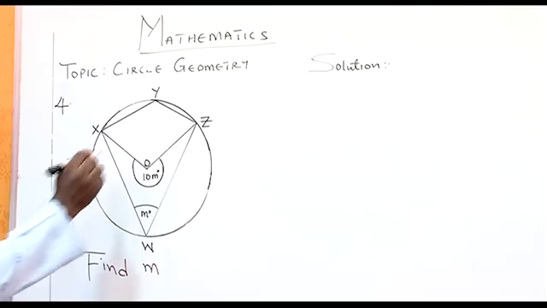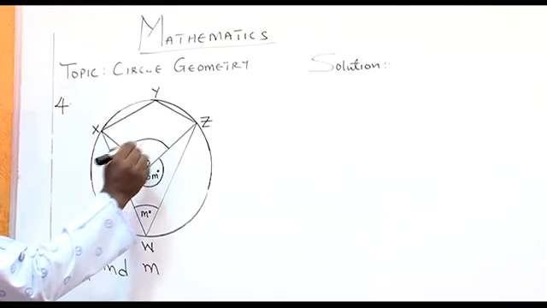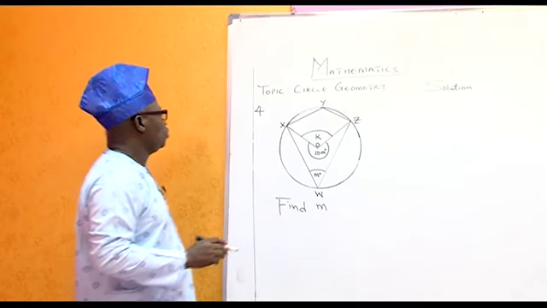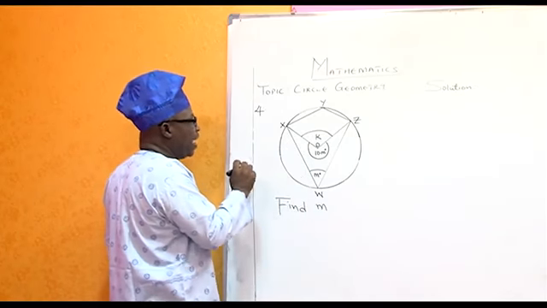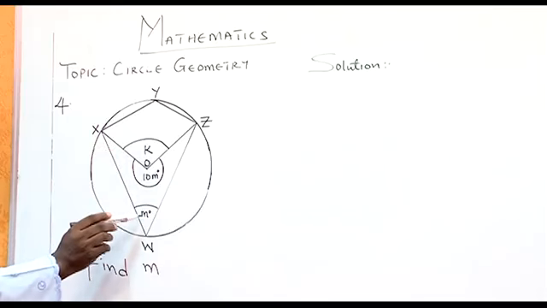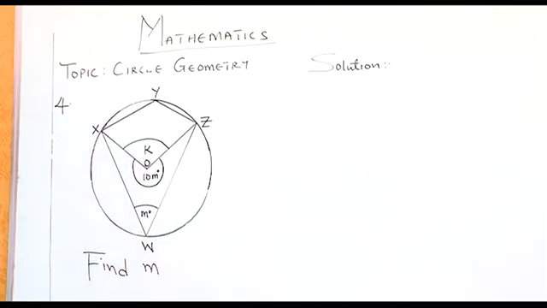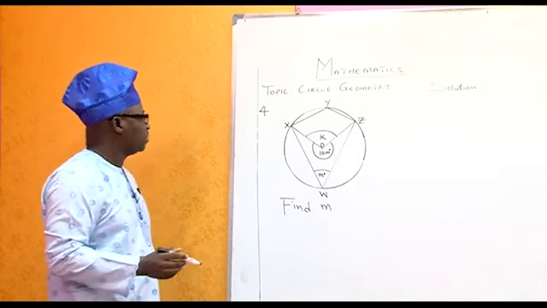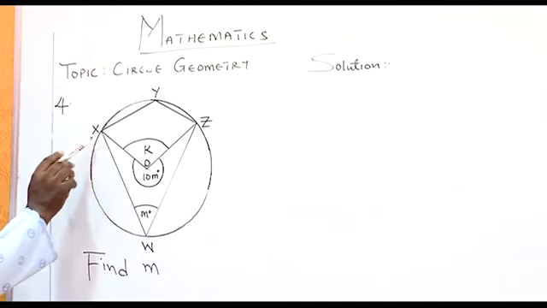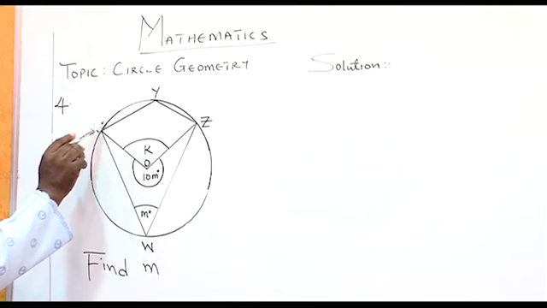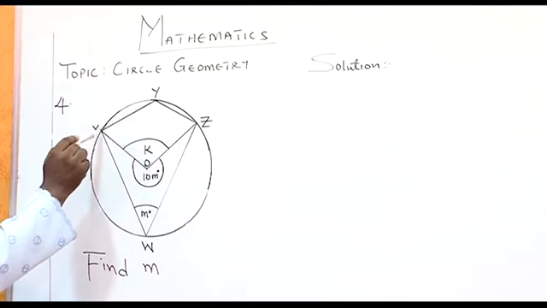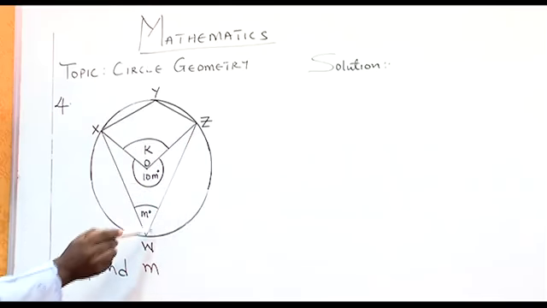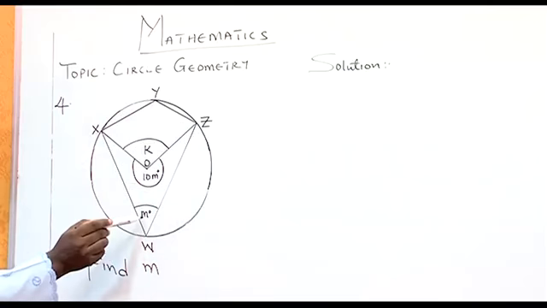Now, before we start, we can call this angle here angle K. There's a relationship between angle K and angle M. Angle K is going to be 2 times M because angle K is at the center and angle M is at the circumference. And mind you, angle K is subtended at the center by this arc XZ. The same arc XZ subtends angle M on the circumference.